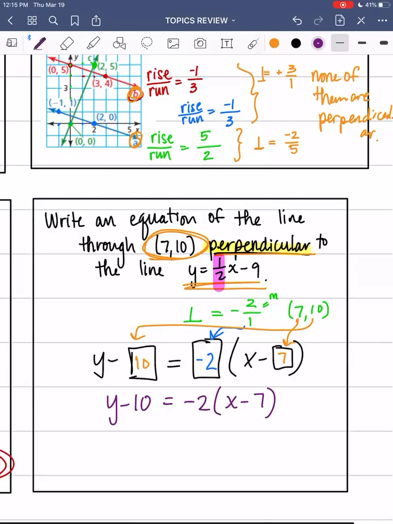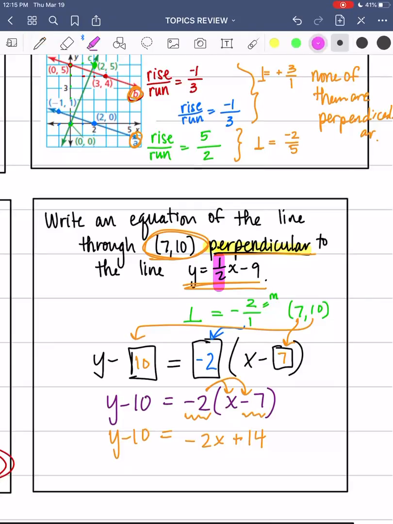Okay, we have to distribute first. So we're going to take this negative 2 times x, that's negative 2x, and then negative 2 times negative 7 is a positive 14. And we didn't do anything to the left side, so this is still y minus 10.